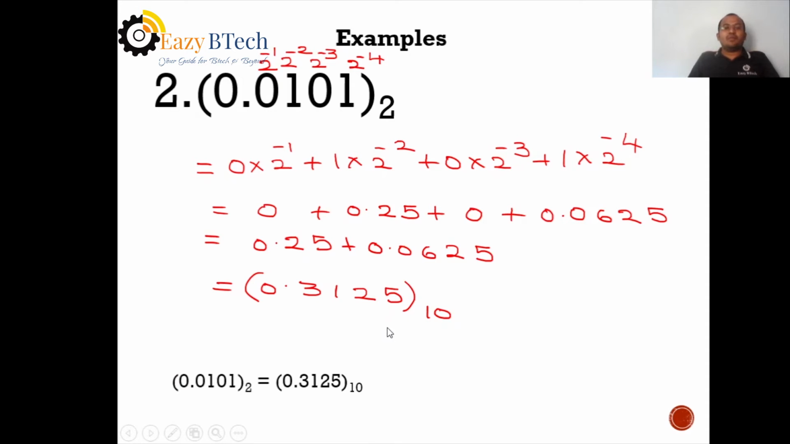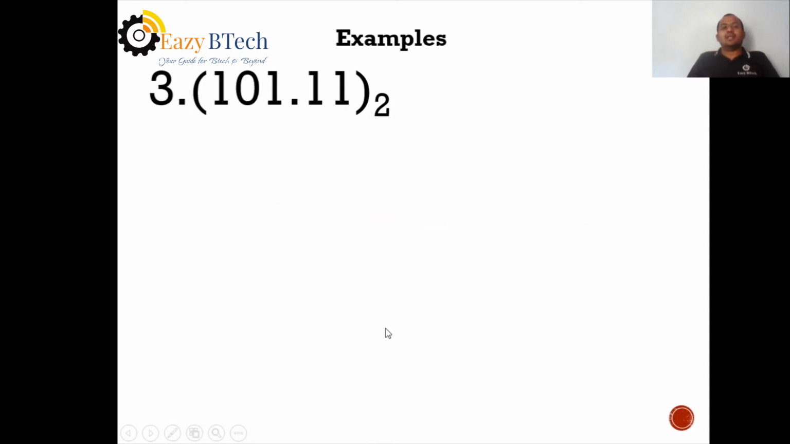Now we will look at one more example which is having both an integer part as well as a fractional part. We'll find the corresponding decimal equivalent for this binary number. From the fractional point, for the integer part we have to assign the weights in increasing order, 2 power 0, 2 power 1 and 2 power 2, whereas for the fractional part we have to assign negative weights, 2 power minus 1, 2 power minus 2.